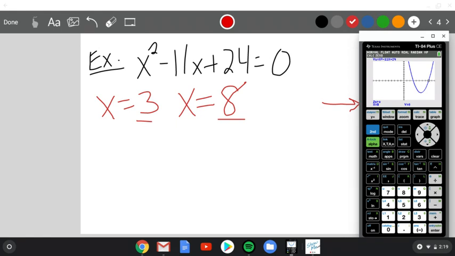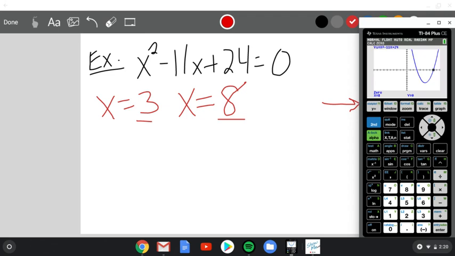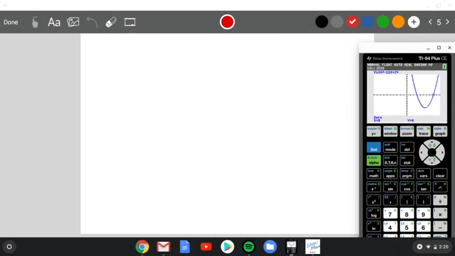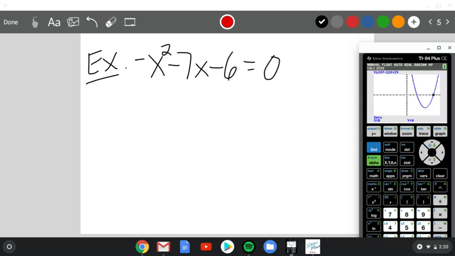Okay, let's try another one. Okay, our next example is negative x squared minus 7x minus 6 equals 0. So it said equal to 0. Now our first example was a right side up, a smiley parabola. And this one is going to be a frowny. I want you to think how we know that.